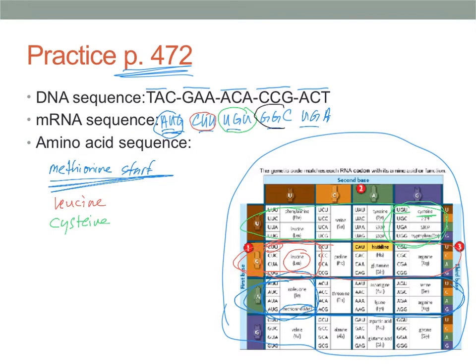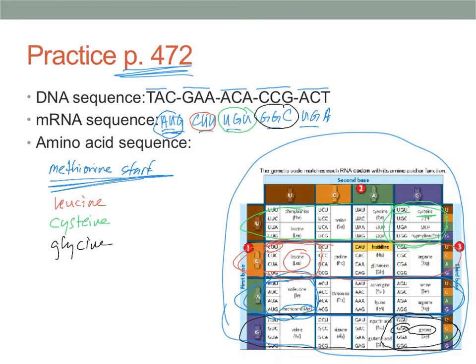Next one, GGC. So G is this. C is here. Sorry. GG, so G is here. My apologies. GGC would be this, GGC, so it would be glycine.